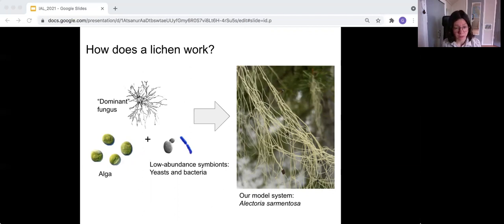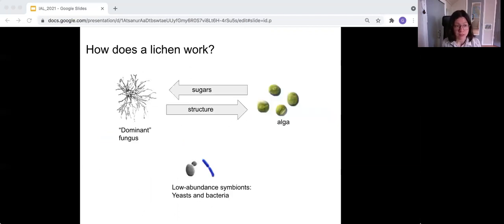But how does it work? The current model is that the alga provides the fungus with carbohydrates, and the fungus in turn creates a symbiotic body to host the algal cells. However, no one really knows how the low abundance partners fit into that equation. How do they relate to the two dominant members of the symbiosis? What do they take from them, and do they contribute anything in return?